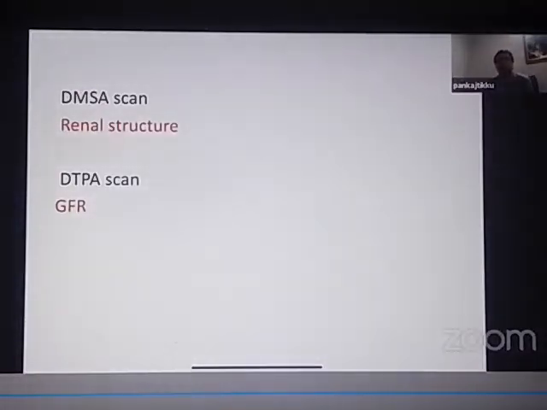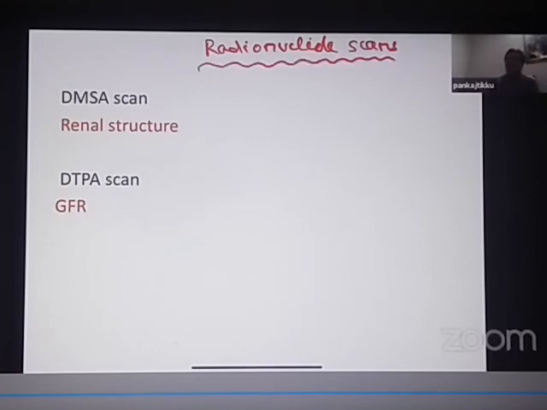Then I was telling you about certain radionuclide scans. So radionuclide scans: DMSA scan, DTPA scan. DMSA scan is basically a scan which is done for identifying a structural abnormality in the kidney, while a DTPA scan is usually done to identify functional abnormalities in the kidney.